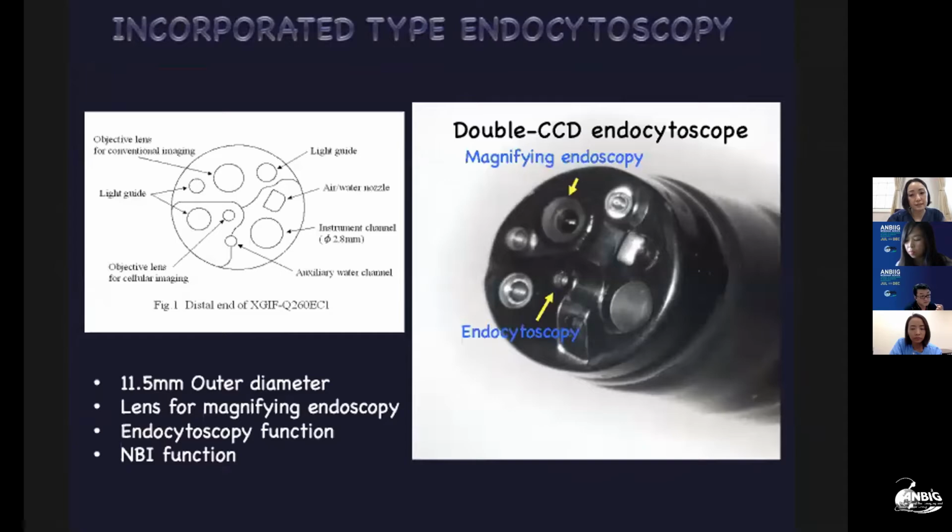Then this incorporated type scope was invented. Originally, it had two different lenses on the tip of the scope, one for usual magnifying endoscopy and one for endocytoscopy. And it has a simple button to switch the lens between conventional observation and endocytoscopy.